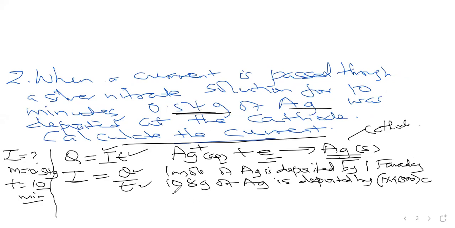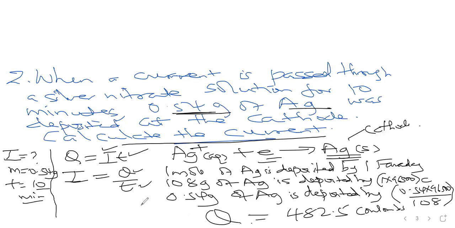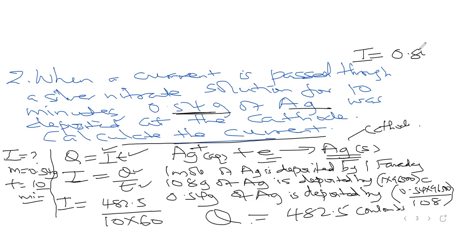How about this mass here, the 0.54 grams of silver? This is deposited by 0.54 times 96500 out of 108. And the answer you get from that is 482.5 coulombs. That's your charge, Q. Now we bring your Q here, which is 482.5 over the time. The time is 10 minutes, multiply it by 60, convert it to seconds. And when you work out this very well, you'll get your I as 0.804 amperes.